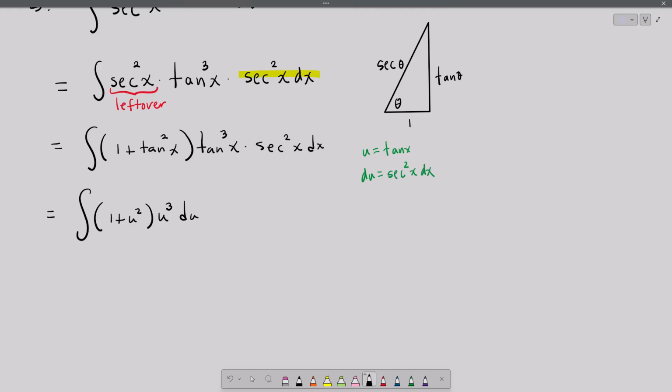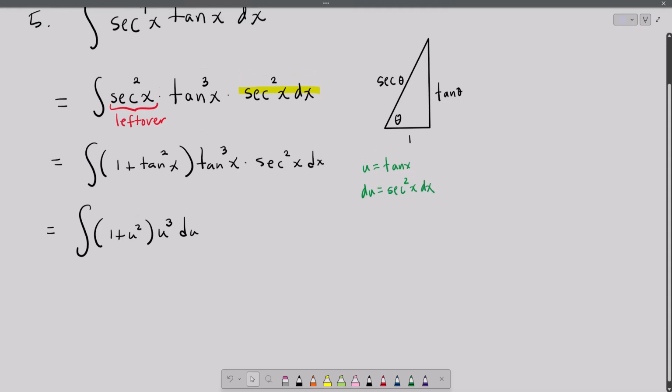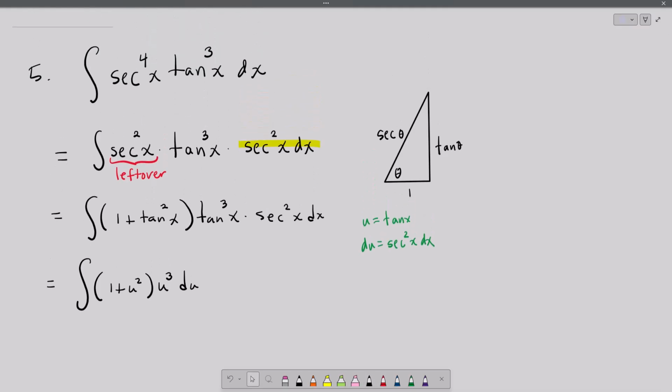Everyone get the finish line on that? Distribute, integrate with respect to u. So let's take a look at that second option here. Or if we were more inclined, we could have pulled off a secant multiplied by tangent. So then we would have secant cubed tangent squared. So we're pulling off one of each.